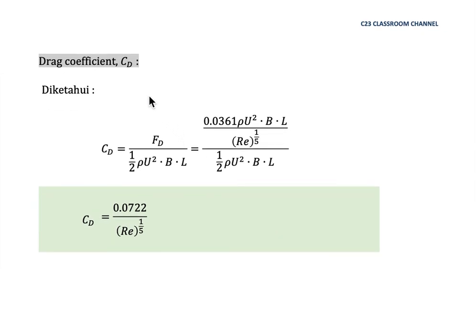And then to calculate the drag coefficient, as we know, CD is equal to drag force over 1 over 2 rho u square B and L. B is the width of the plate and L is the length of the plate. We substitute the value of FD, and finally we could say that CD is equal to 0.0722 over Reynolds number to the power of 1 over 6.